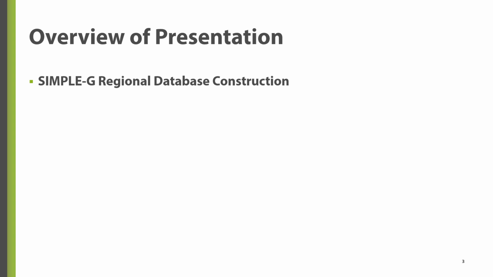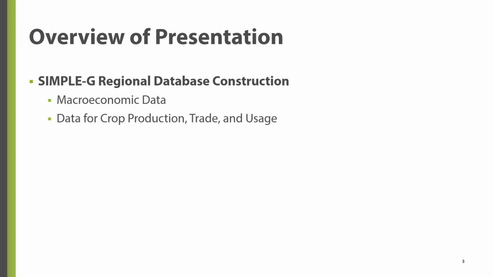The regional database in SimpleG is constructed using three groups of datasets, which include macroeconomic data, data for crop production, trade, and usage, and data for livestock and processed food production. We'll start off by looking at the macroeconomic data.